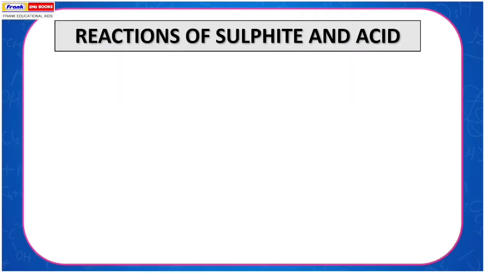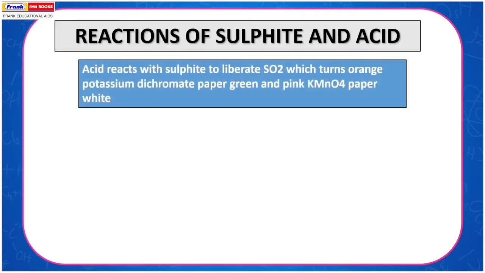Reactions of sulfite and acid. Acid reacts with sulfite to liberate sulfur dioxide, which turns orange potassium dichromate vapor green and pink KMnO4 vapor white. Na2SO3 reacts with sulfuric acid to produce Na2SO4 plus sulfur dioxide plus water.